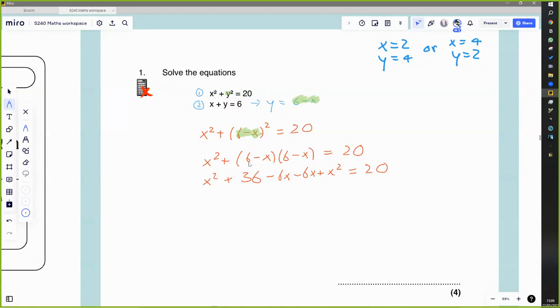So let's now collect. What we might have noticed is that we have essentially the beginnings of a quadratic equation. We've got an x squared here and an x squared here, so we collect that: 2x squared. We can collect the x's together as well, which makes minus 12x. Then we have 36, and we have 20 over the other side. If we minus 20 from both sides, we end up with plus 16. And because we've minused 20 from both sides, on the right-hand side we get 0.